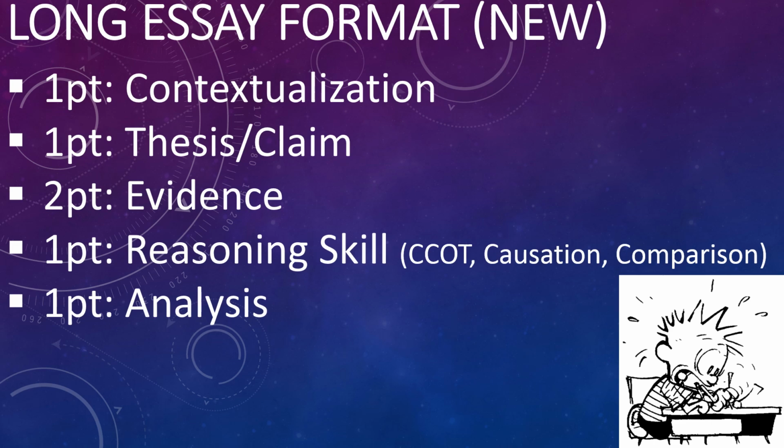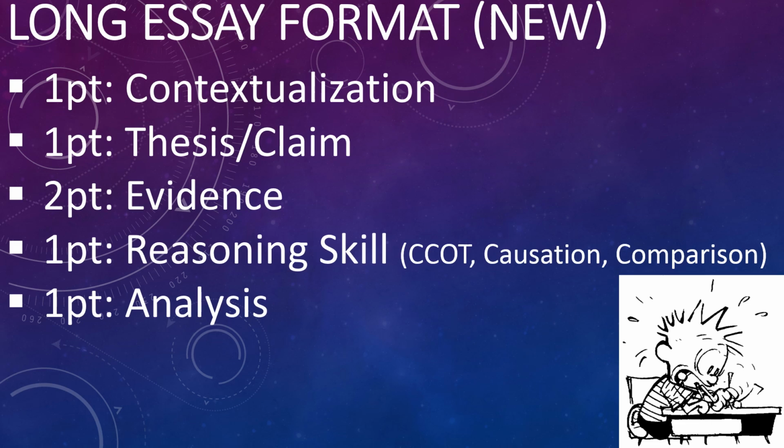You're going to get a reasoning skill point for making sure that you are either talking about the CCOT, or you're talking about the causation, or you're talking about comparison throughout your essay. I recommend overemphasizing that as you go into your body paragraphs, that you remind the reader what historical thinking skill, or what is now called the reasoning skill, that you're going to use.